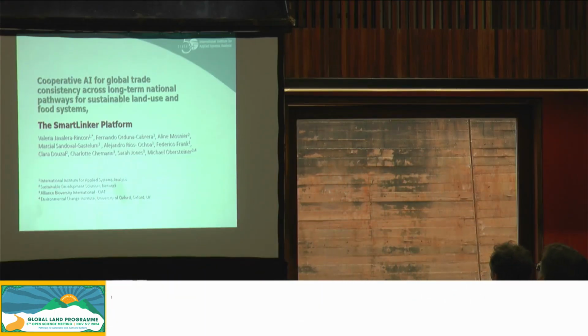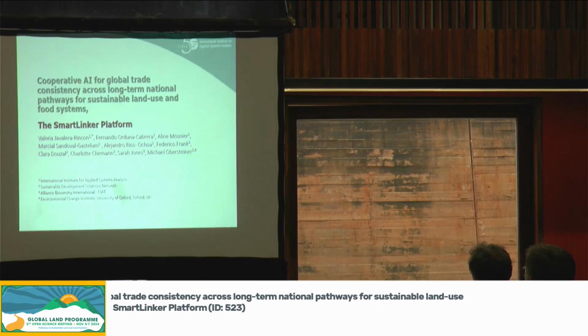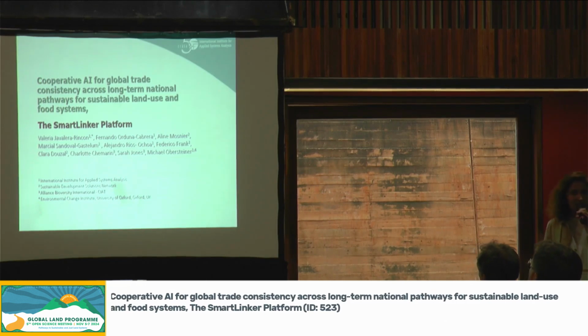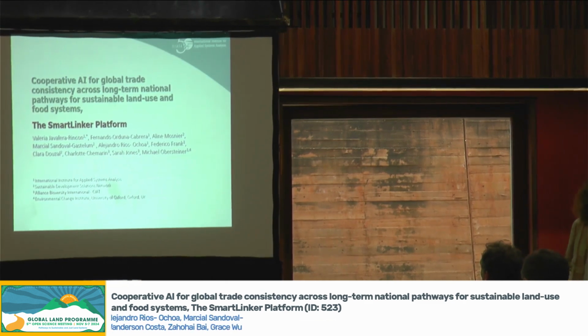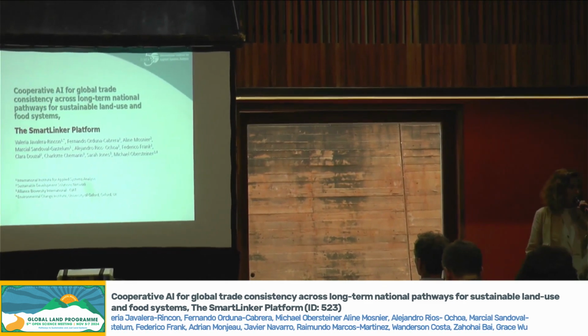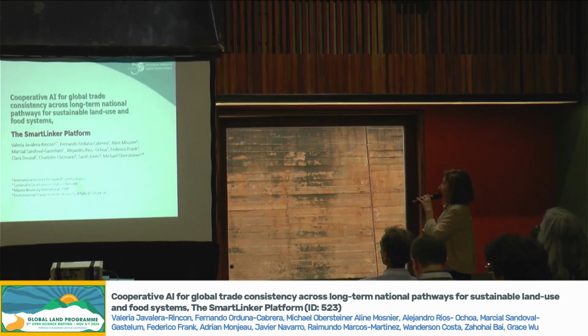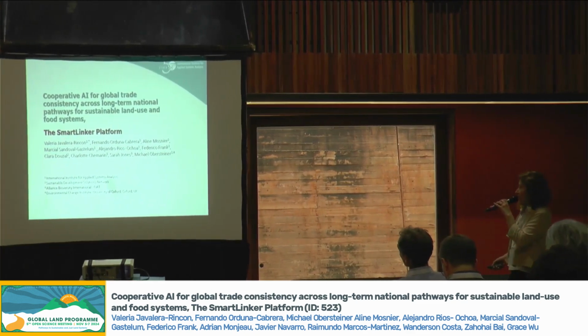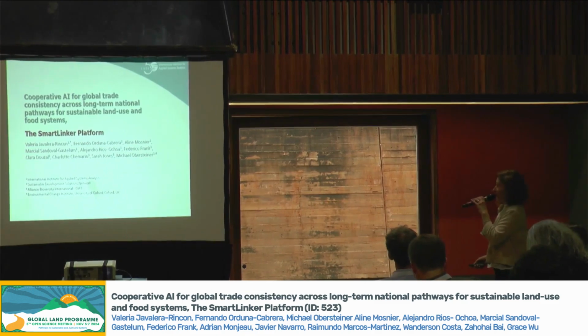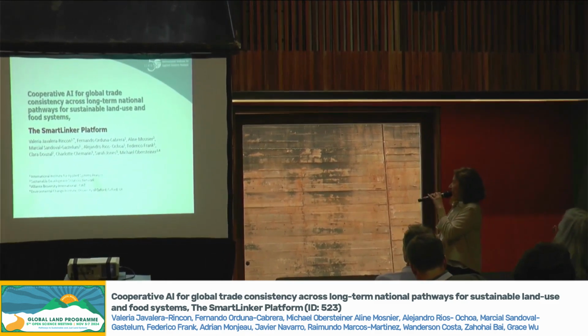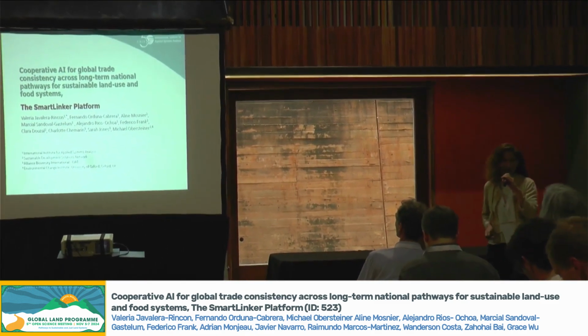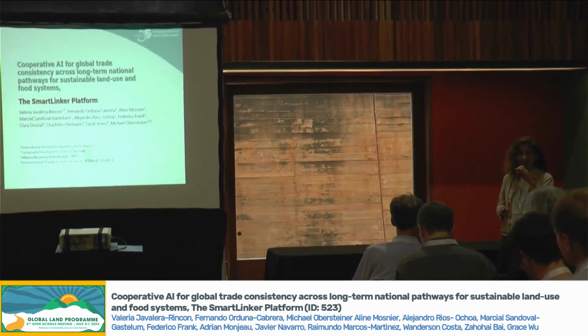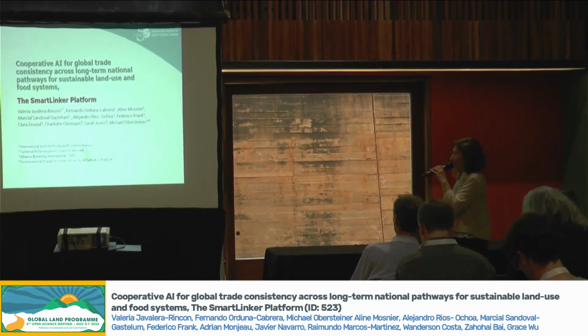Well, I'm glad to present today this work that we have made, not only at IIASA, but also in the FABLE Secretariat with the different institutions, and also in collaboration with the FABLE Consortium. It's titled Cooperative AI for Global Trade Consistency Across Long-Term National Pathways for Sustainable Land Use and Food Systems. It's what we use at IIASA as the Smart Linker platform.